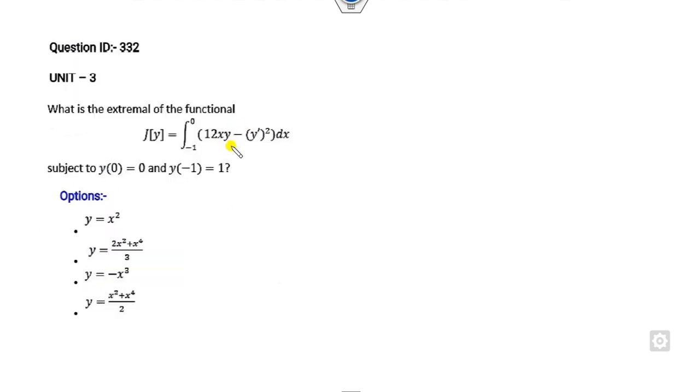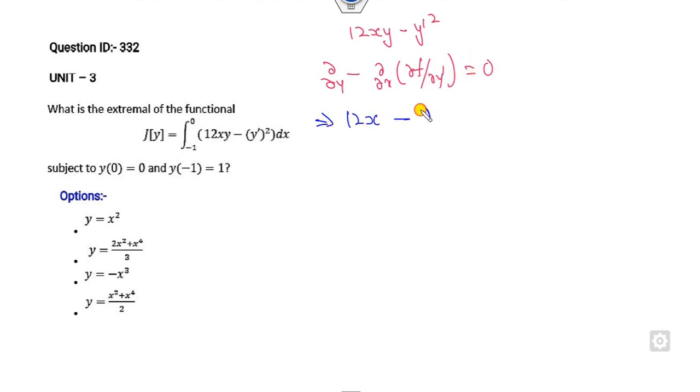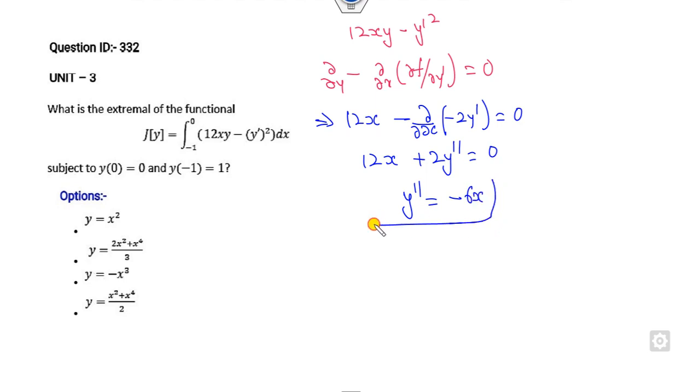Okay. Now for this problem, minus y dash square. Now we can start with the Euler equation of this. So what is the condition for this? That is 12x minus the derivative of minus 2y dash is 0. So what is the meaning of that? This is minus minus plus y double dash is 0. That is, y double dash is minus 6x.